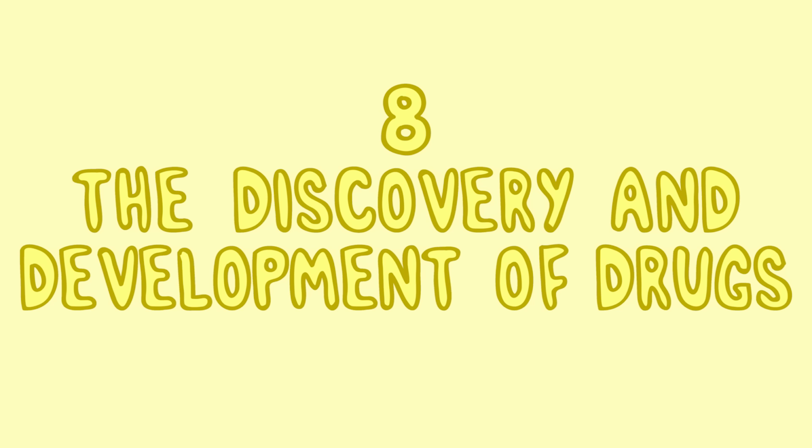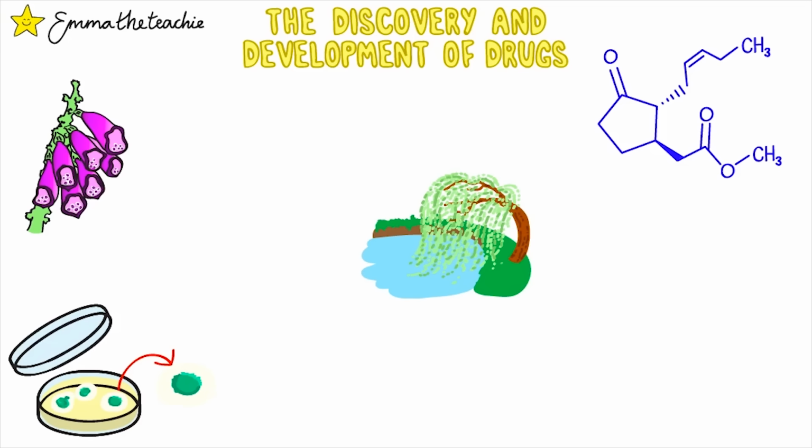8. The discovery and development of drugs. Drugs are used in medicine to cure diseases and treat symptoms. Traditionally, drugs were extracted from plants and microorganisms. There are 3 examples of this to learn.